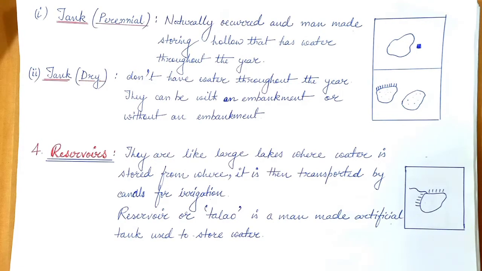So students, these are the different means of irrigation commonly found in India, and you will also find them in the topographical maps. Thank you.